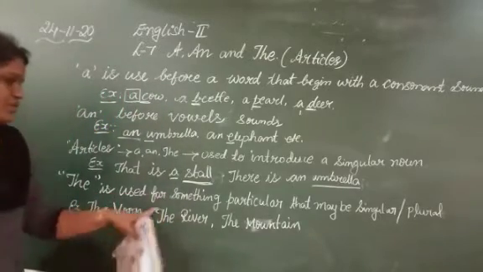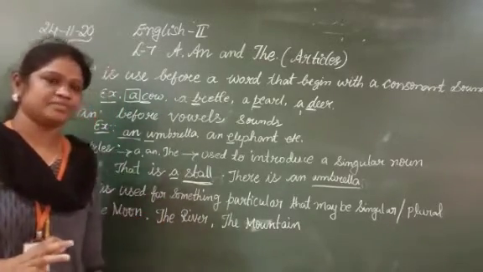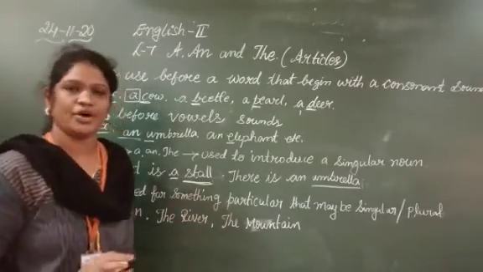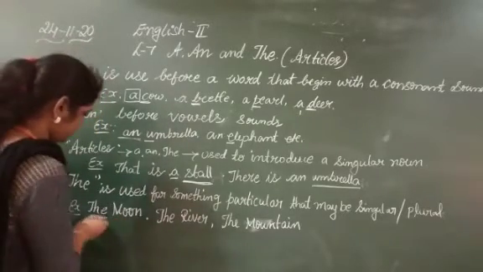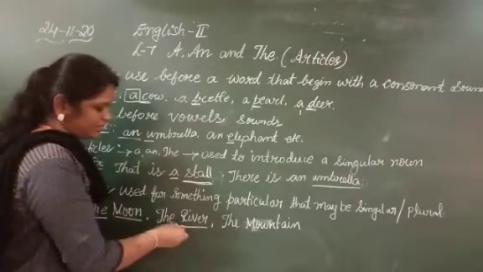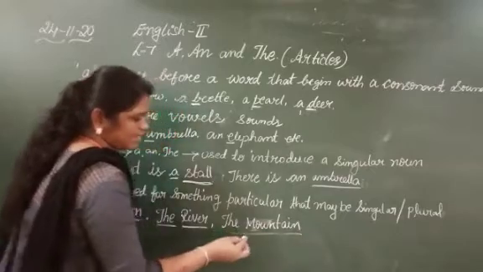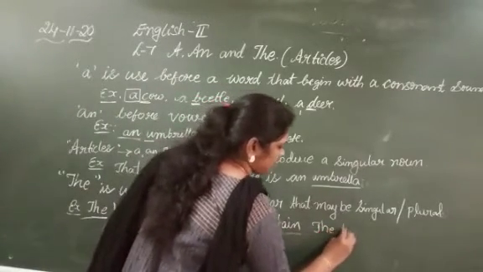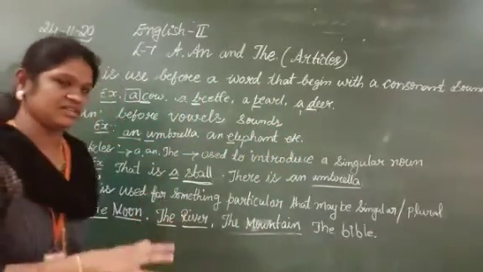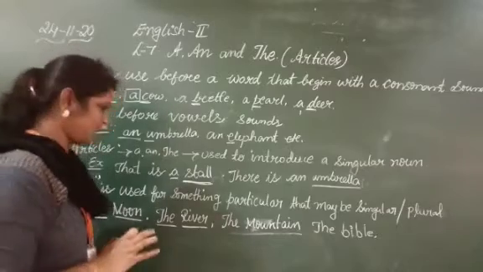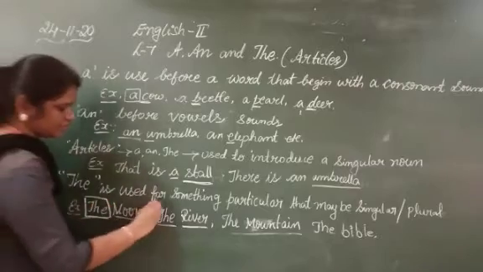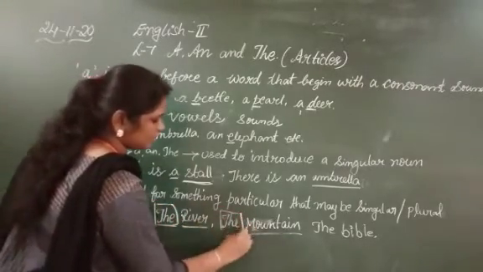The is used for something particular. We are talking about something particular. That may be singular or plural, we are going to use the. See children, the moon. These are particular things, right? The river, the mountain, the holy book, the Bible. See, the Bible. These are particular things, maybe singular or plural, and we use the article the before that particular name.